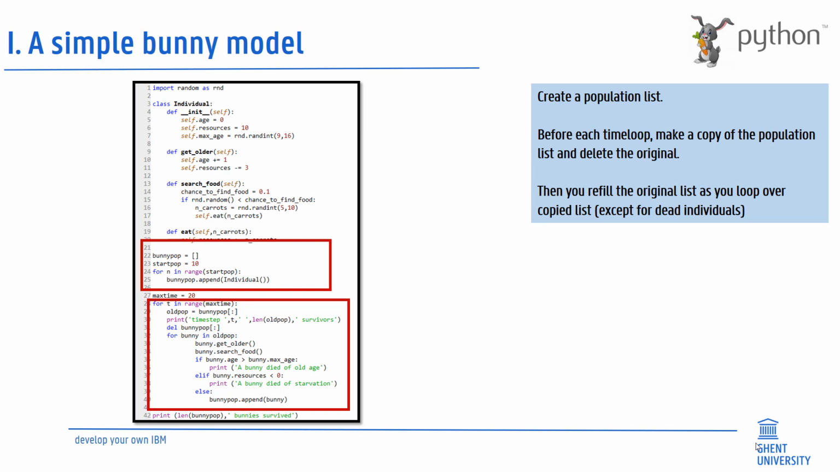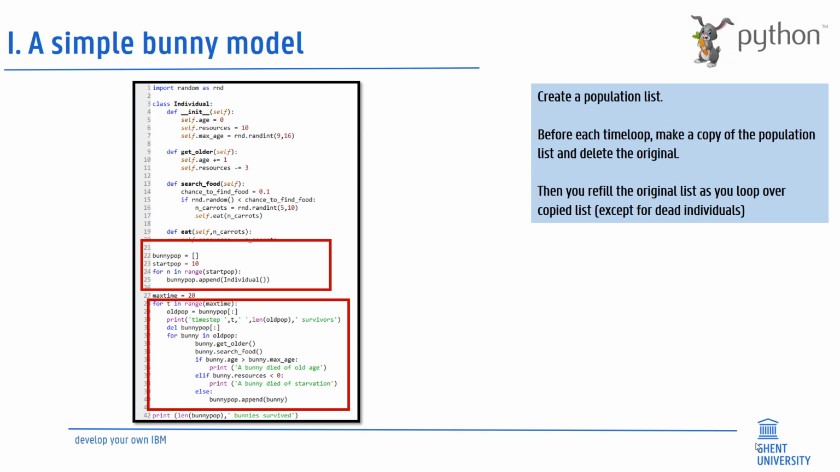Now, very important, we do not aim to model a single bunny, but an entire rabbit population. We therefore create a list for the population, called bunnyPop, and add individuals, so an entire class, to the list. We here create a list, so a population of 10 individuals.